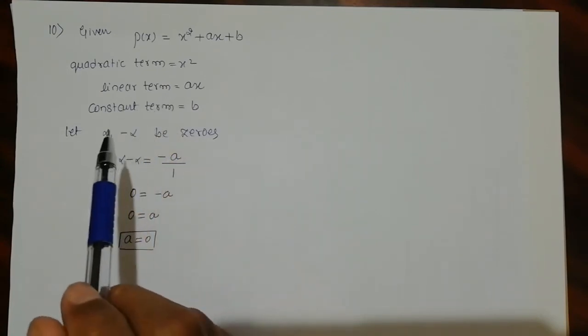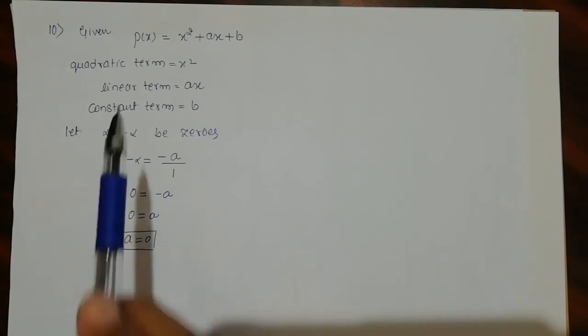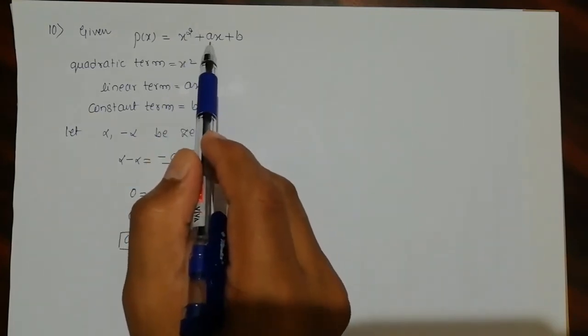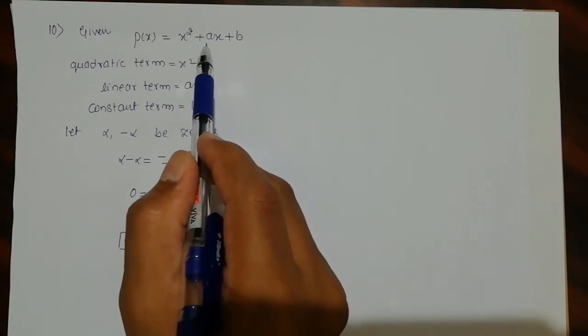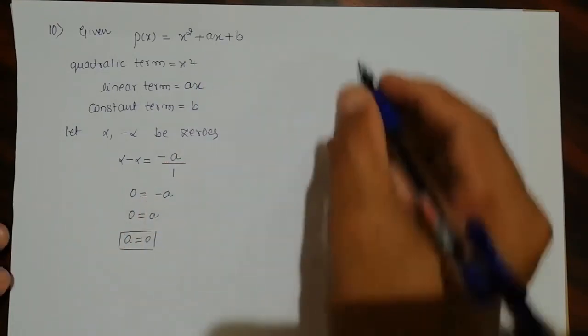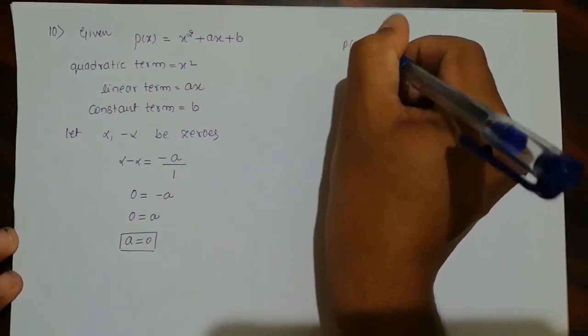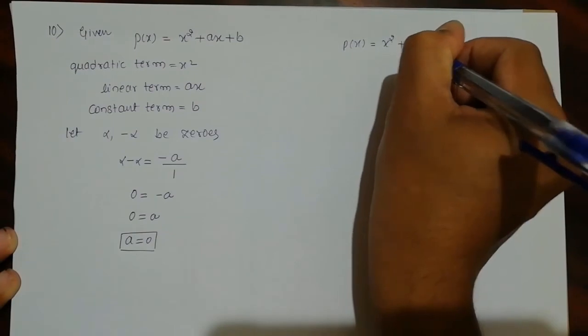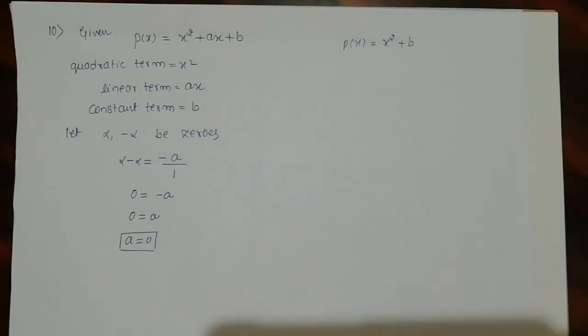So for this one I'm going to do it like this. Now look. a is 0. If a becomes 0, I'm going to place it here, and we get P of x equal to x square plus b. I'm removing the linear term, so that's why we get this. Now I'm going to try to find out what the zeros are.